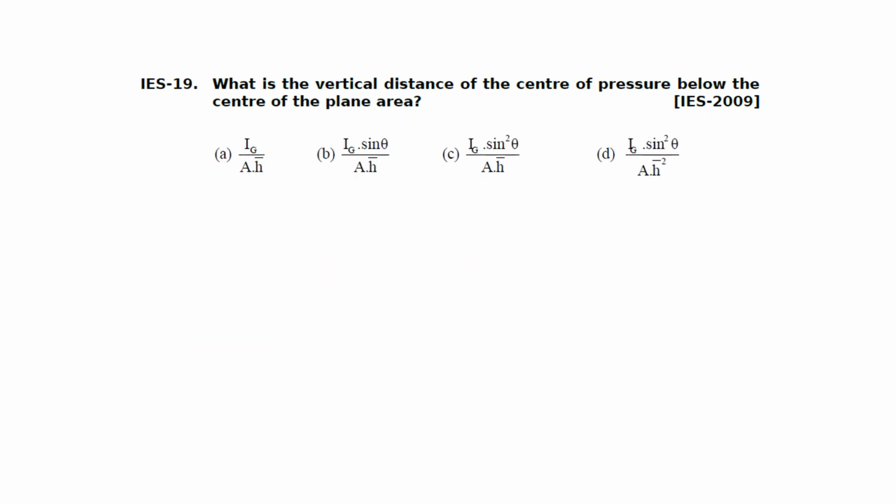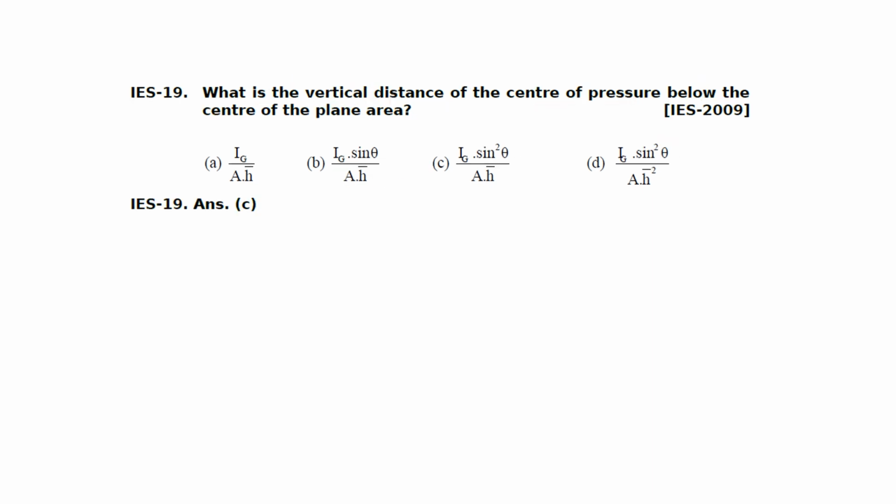Yes, it is coming in this. What is the vertical distance of the center of pressure below the center of the plane? These are the options. It is actually C, IG sin square theta by A h bar. Please remember this formula.